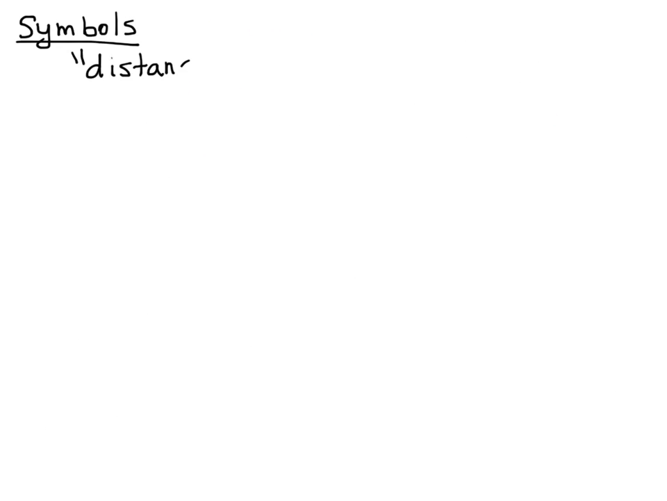Okay, so let's talk about the symbols that we're going to use for a function. If we say distance is a function of time, what's the output then in this phrase? It's distance, right? And so the input is time. So at a certain time, you're at a certain distance.